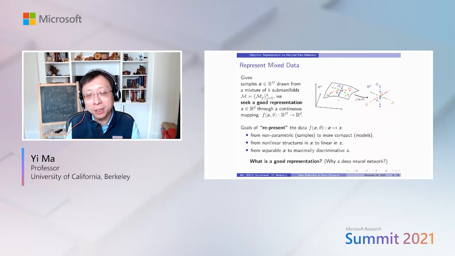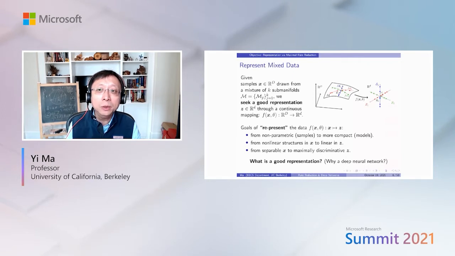Hence, it's sort of like a parametric model. But the original data could be nonlinear, distributed in the original space. Also, to make the use easier, we want to interpolate or extrapolate data. We want the representation, at least for each class, to be linear.